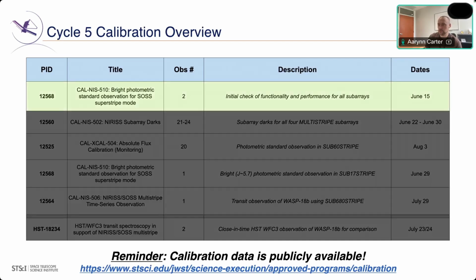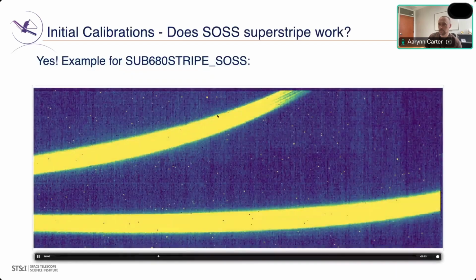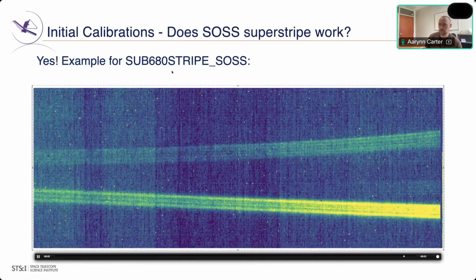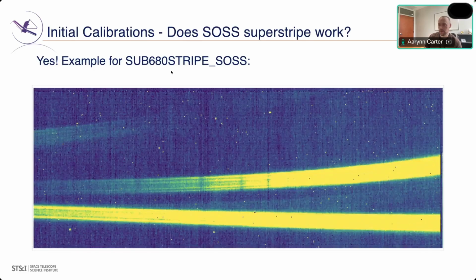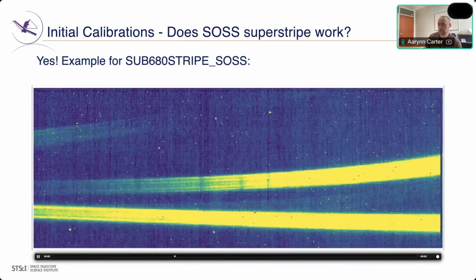So the first one, the bright photometric standard, that's wrong, sorry. The test of these initial subarrays is as follows. And the main question really was, would this work when we put it on sky? And the great answer is really it does work.